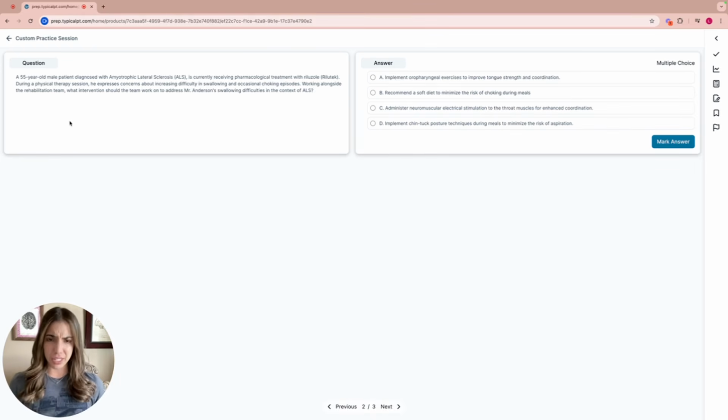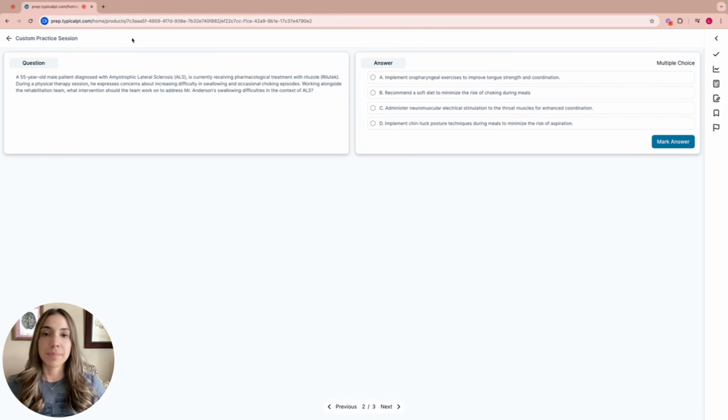Then implementing chin tuck posture exercises, if anything, is going to close up some of the tracts here on the throat, so it just doesn't seem like the ideal approach. Therefore, we're left with implementing oropharyngeal exercises to improve tongue strength and coordination. Now, even with ALS you're not necessarily going to improve the strength, but we can maintain the strength. So from all these answers, the ideal one seems like it is A.